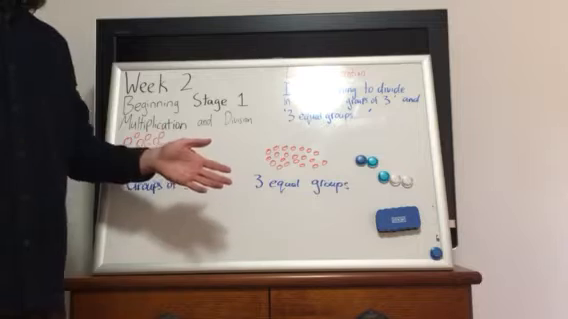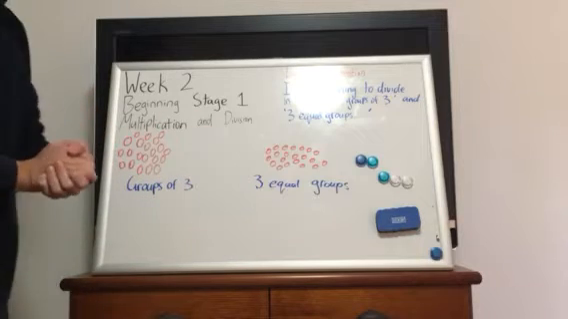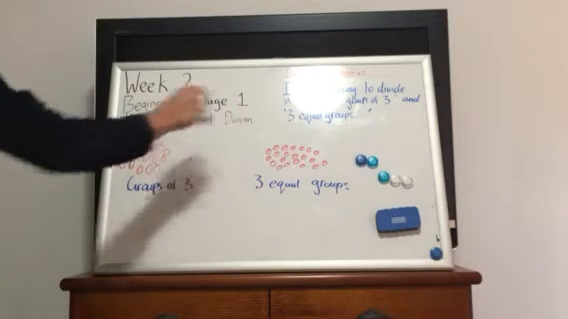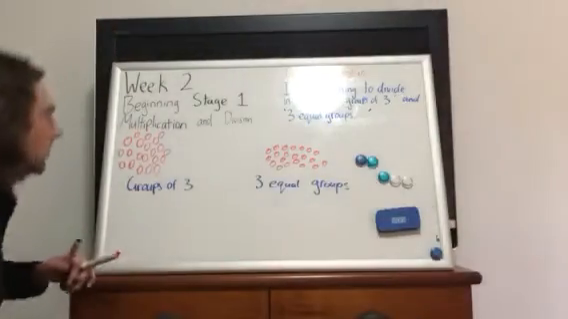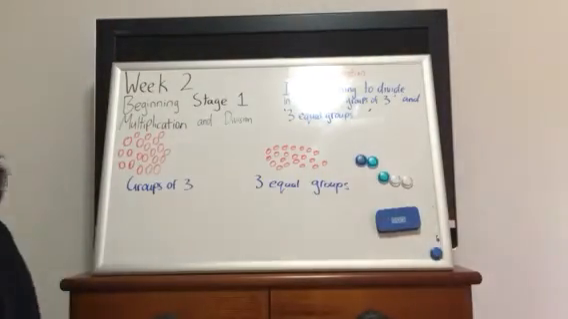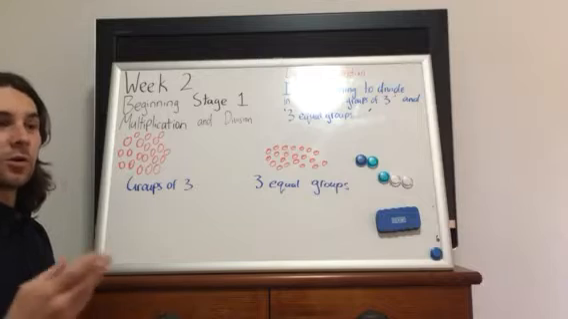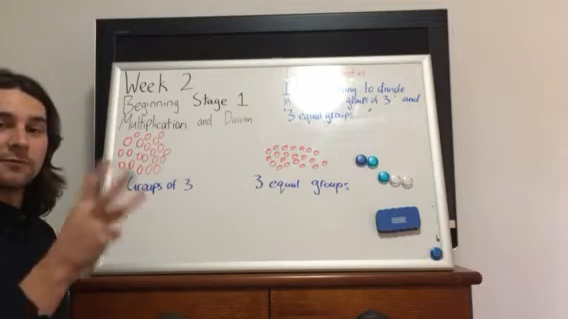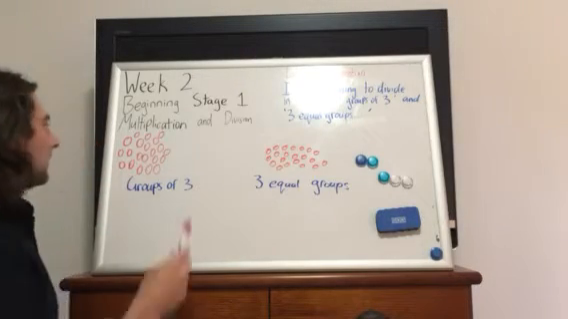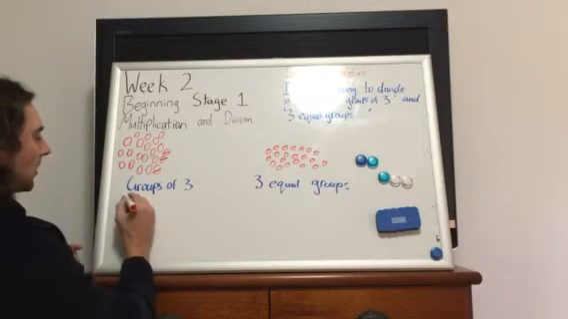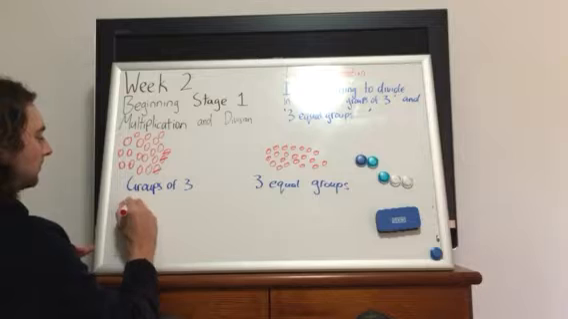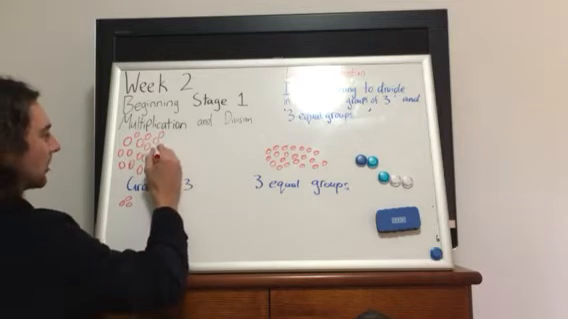But an example of what we're doing today. I have drawn 21 counters. It is the same thing as last week, except I'm not forming groups of 2, I'm forming groups of 3. Same thing as last week. I'm going to cross out 3 and I'm going to make them a group. Same goes.